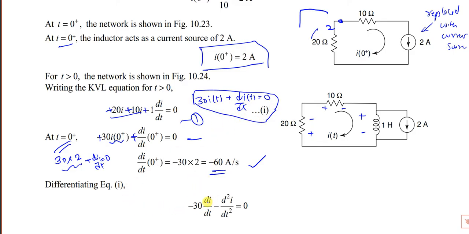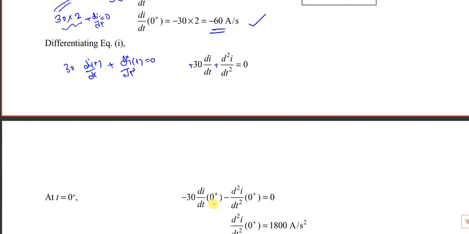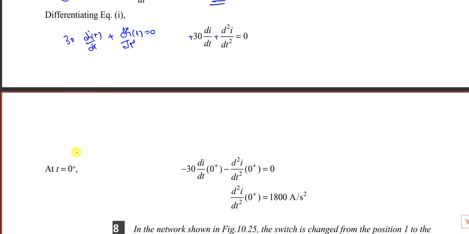30 di by dt of t plus d square I by dt square equals 0. Here you have to write I of t wherever I is there, so that you will not get any confusion. After that, you substitute t is equal to 0 plus.